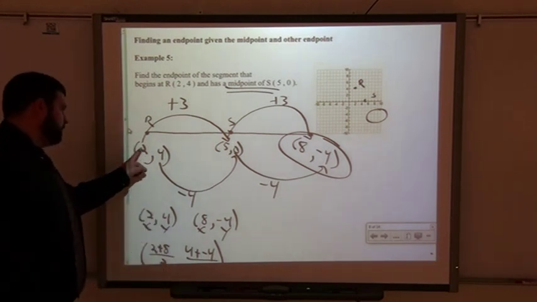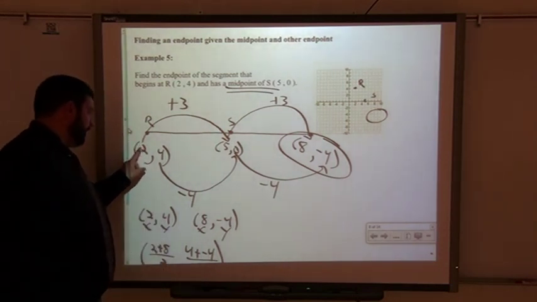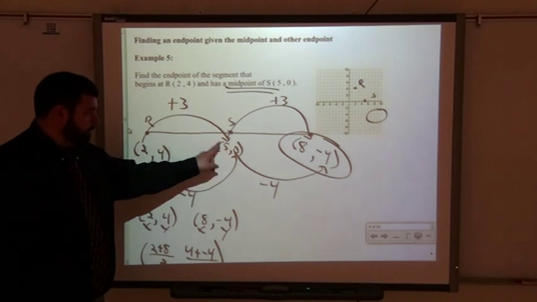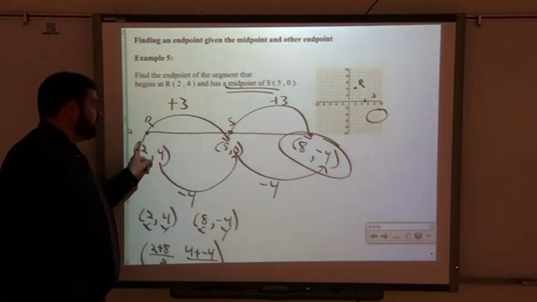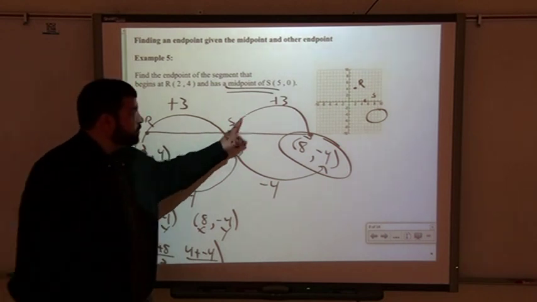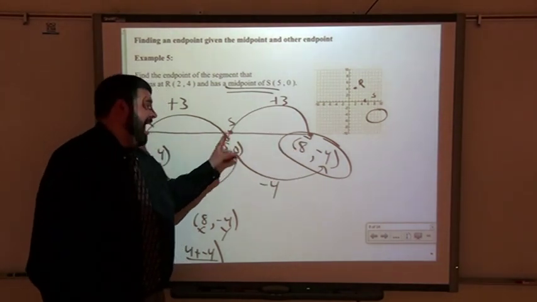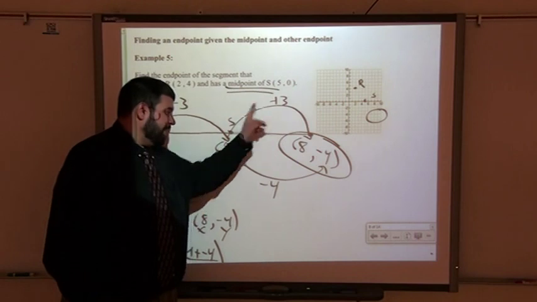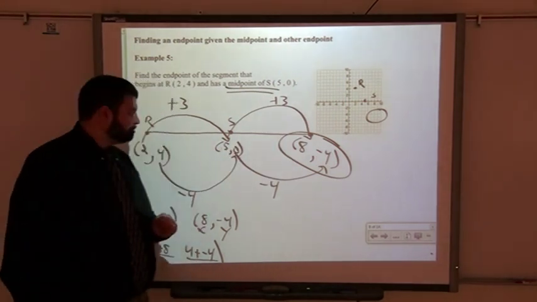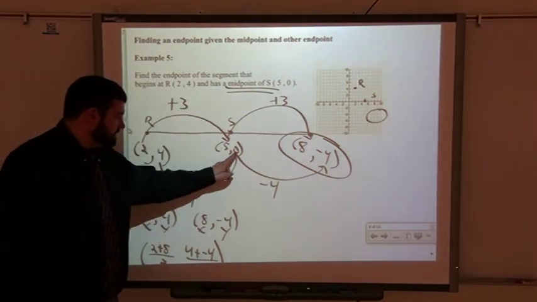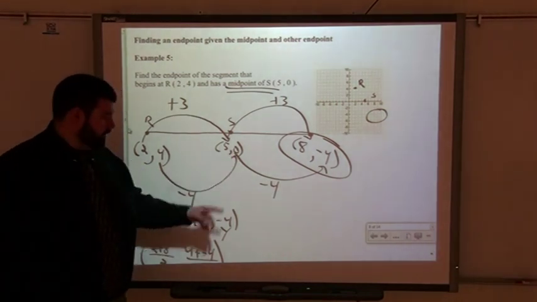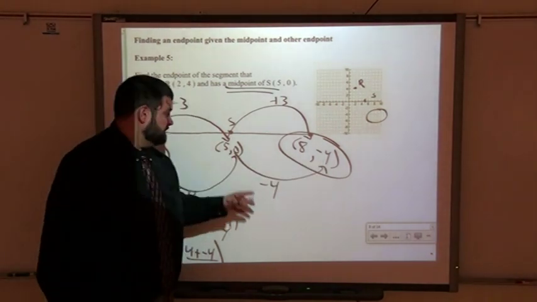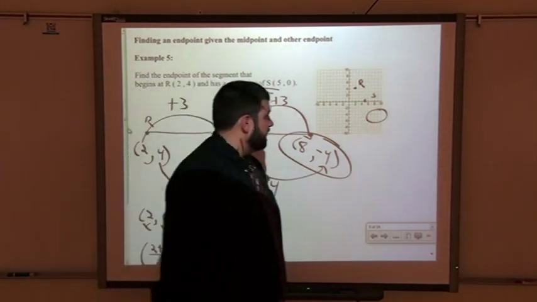So all I did was ask myself, what do I do to go from an endpoint to my midpoint? Look at your x coordinates first. To go from 2 to 5, I added 3. So let me add that 3 again: 5 plus 3 puts me at an 8. To go from 4 to 0, look at my y's this time, I need to subtract 4. So 0 minus 4 puts me at a negative 4.